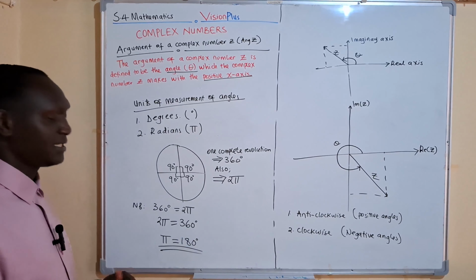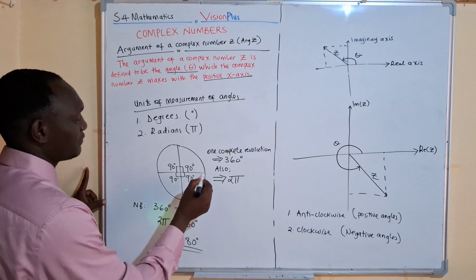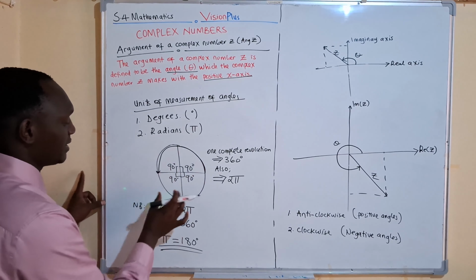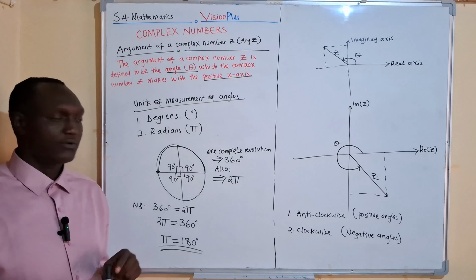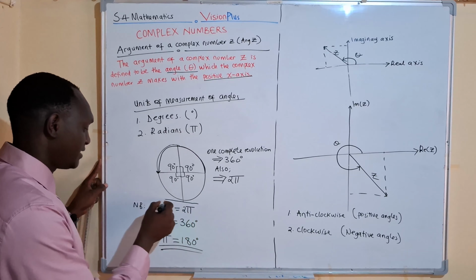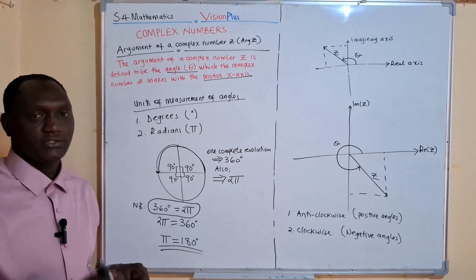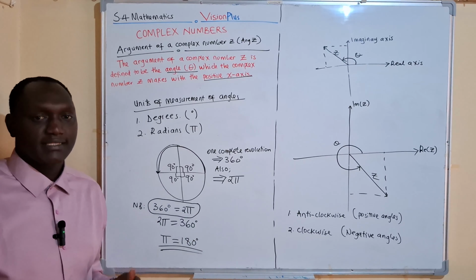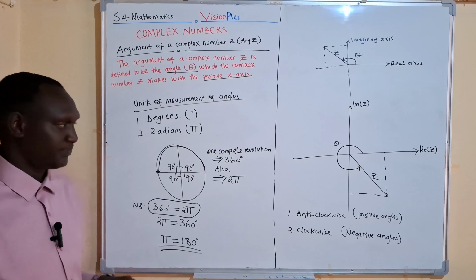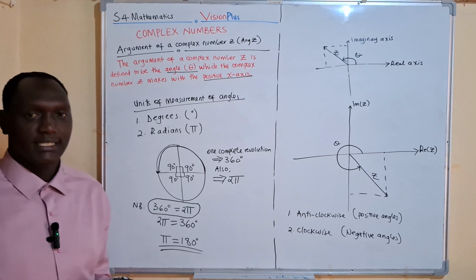So pi is the same as 180 degrees, which is half of the revolution. That means you are moving from here and then you stop here. You have not exceeded half of the revolution. So this is what you must always keep in your mind, that the complete revolution is 360 degrees and it is also 2 pi. That implies that 2 pi is equal to 360 degrees. So this is what I thought is important for us to look at in the introduction.